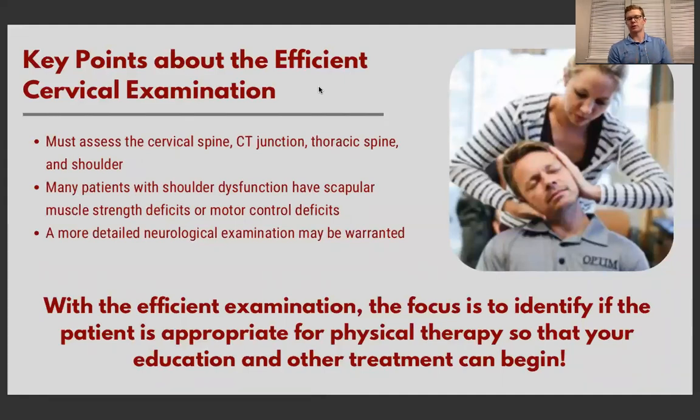Also, many patients with shoulder dysfunction have scapular muscle strength deficits or motor control deficits. Again, we need to go to the shoulder. We need to look at what muscles in the thorax region are helping protect and support the head and neck. And then sometimes you must know that a more detailed neurological exam may be warranted. And in those cases, we're not going to strictly follow this efficient exam sequence.